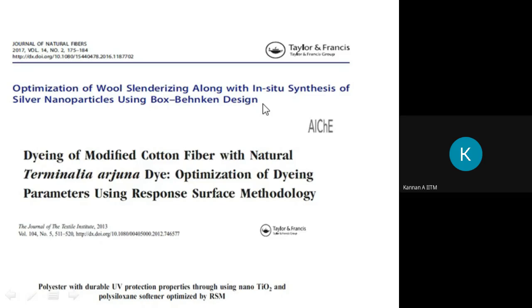a Box-Behnken design. And then dyeing of modified cotton fiber with natural dye, optimization of dyeing parameters using response surface methodology. So no matter what application in engineering you take, nowadays the trend is to go for design of experiments. Actually, let me put it like this. Design of experiments is not a magic wand which will get your paper accepted by the editor.